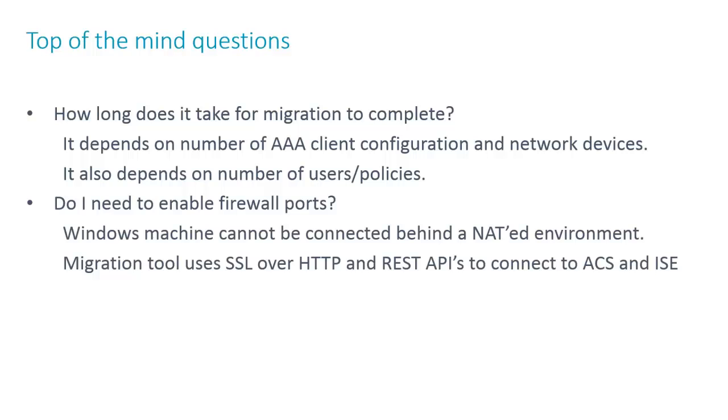The second question is, what kind of firewall ports do I need to open up? Please remember, the Windows machine cannot be behind a NAT device. And the migration tool uses REST API to talk to ACS and ISE. So it uses HTTPS. You can open up port 443 if you are behind a firewall.